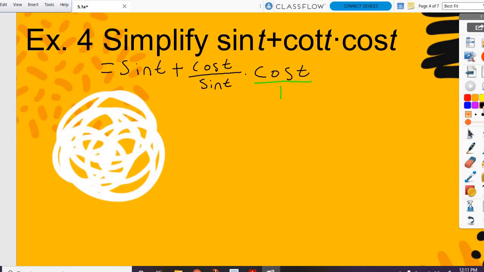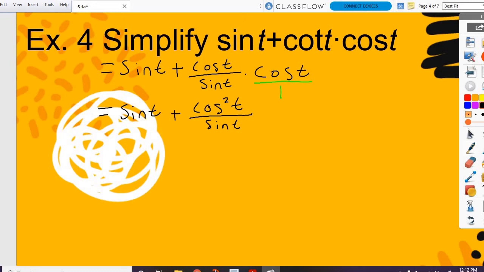What do you mean by cross multiply? You multiply straight across. Does that make sense? So we would do cosine times cosine gives us cosine squared, and then sine times 1 is just sine. Yes?